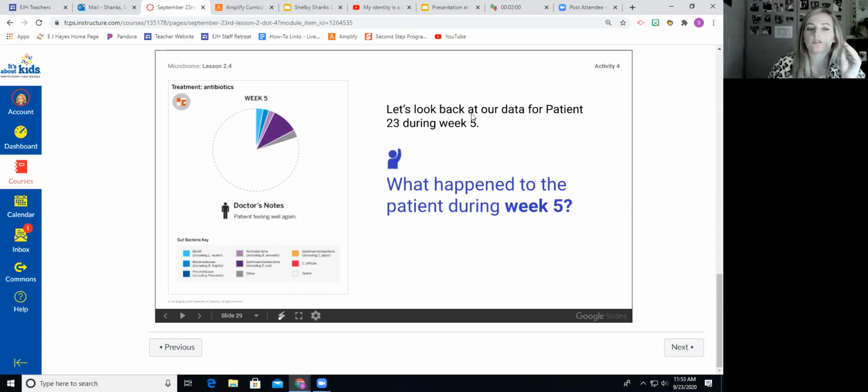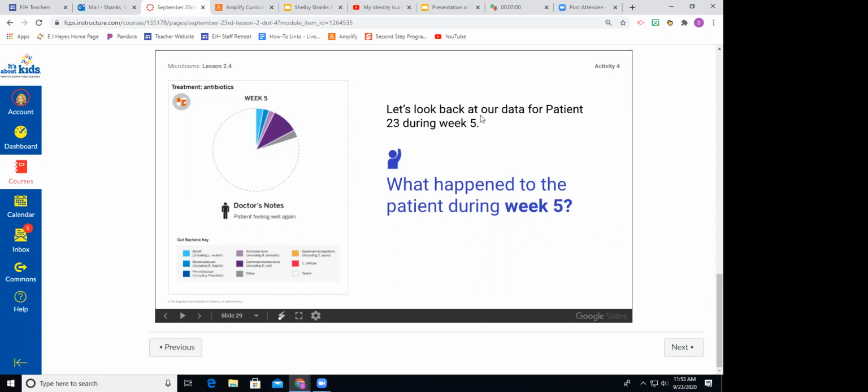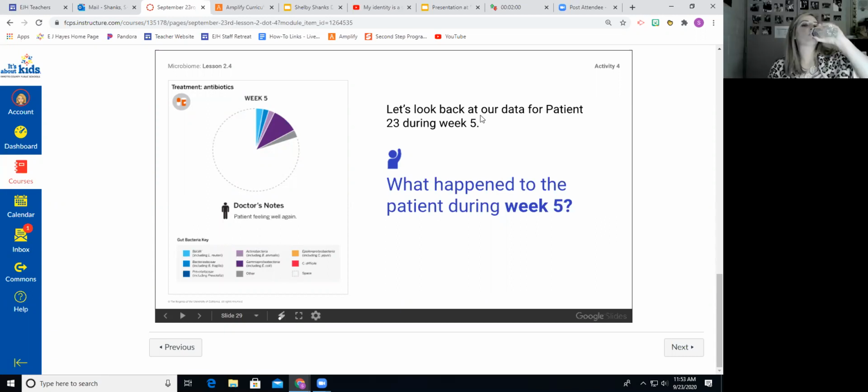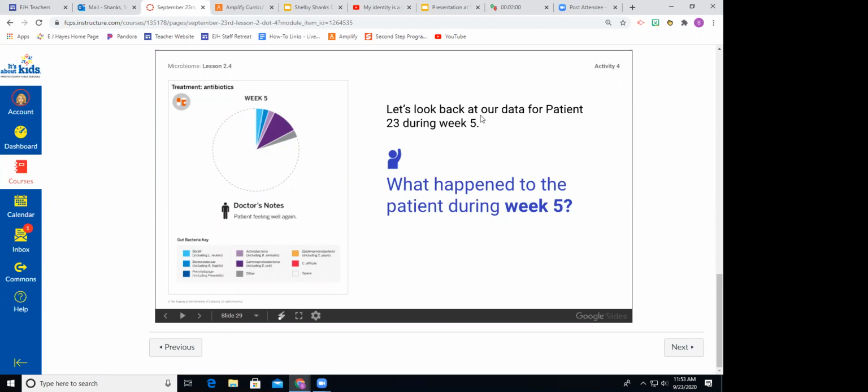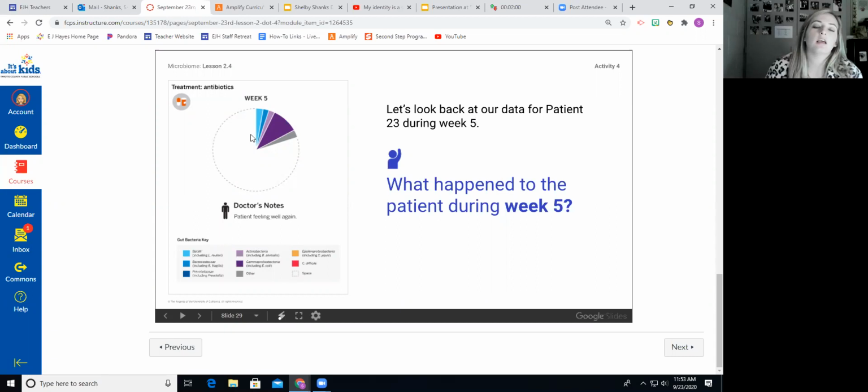So what do we remember happened in week 5? What do we remember happening during week 5? Leading up to week 5, the patient was feeling better. Okay, because of what? Antibiotics. Okay.